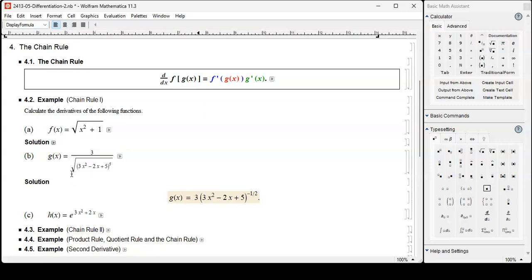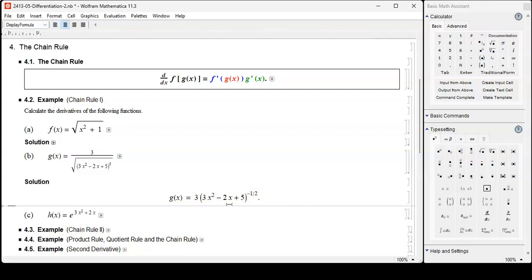If this had been cubic root, then we'll have 1/3 power. 4th root, then 1/4 power. Now, why negative? Because this entire thing came from the denominator. So, denominator gives me the negative sign, and then 1/2 power comes from the square root. Alright, the preparation is complete.